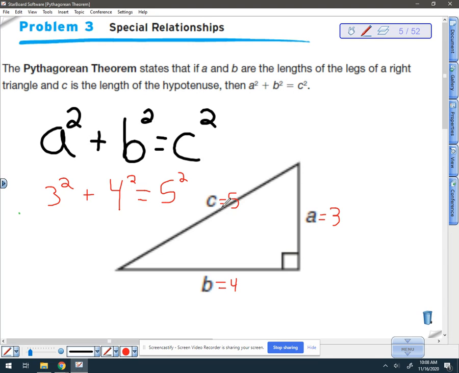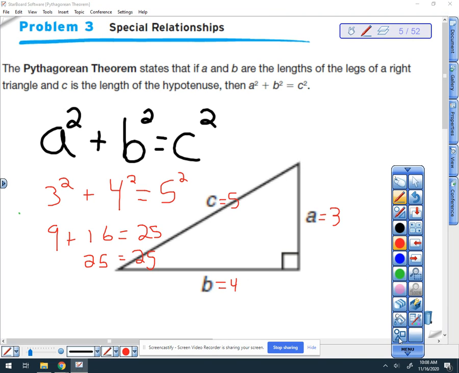And if this is a right triangle, then when you solve this, it should come out to getting the same thing on both sides. All right, so 3 squared, 3 times 3 is 9, plus 4 squared, 4 times 4 is 16, equals 5 squared, 5 times 5 is 25. 9 plus 16 is 25, so since we got the same thing on both sides, that proves that this is a right triangle. If you have sides of 3, 4, and 5, it would work.